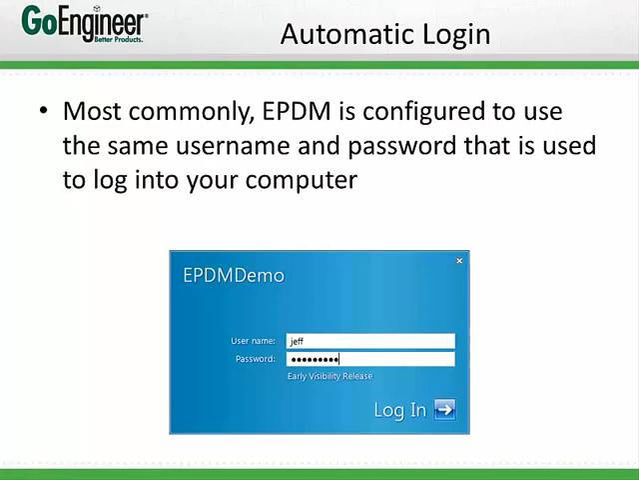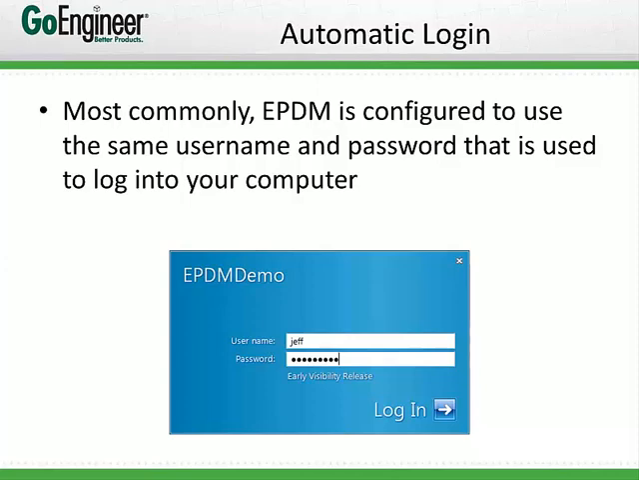So to start out, we'll go over how to either enable or disable automatic logins. Most often, EPDM's configured to use the Active Directory username and password. So you've got just one set of credentials that's valid for logging into your computer in the morning, as well as logging into the vault. So it abides by the same password policies and expirations and things like that. It doesn't have to be managed separately. When you update your password for your computer, it's automatically reflected in EPDM. That's a very common setup.